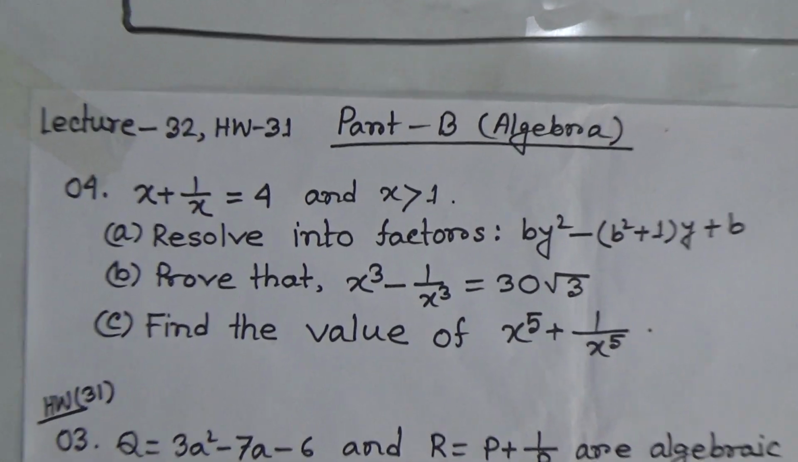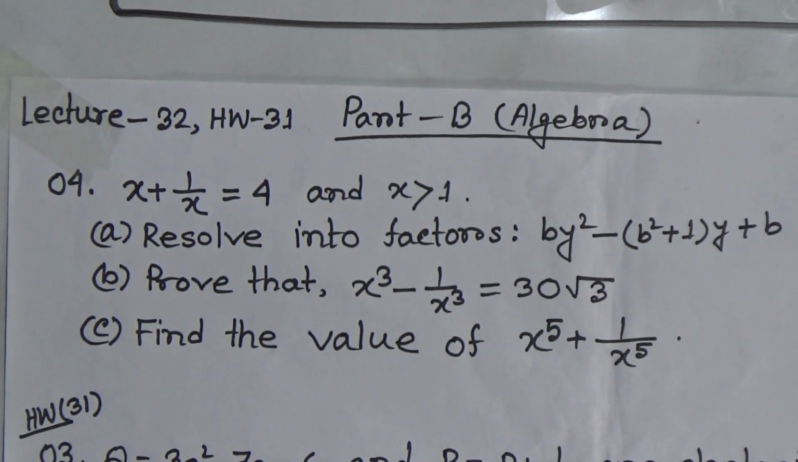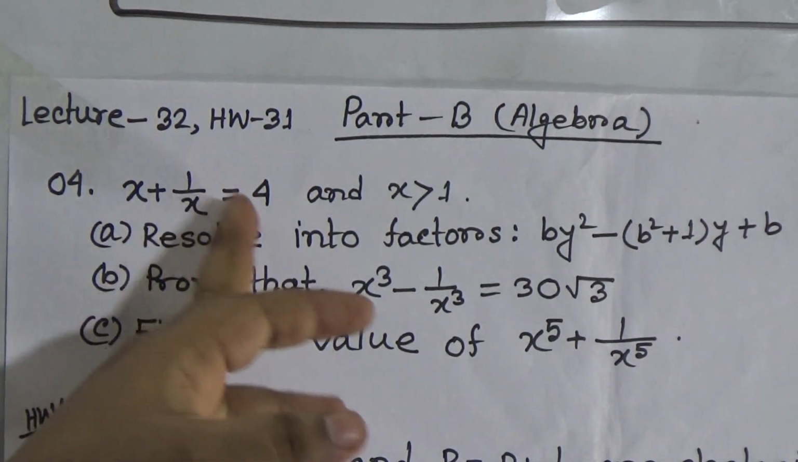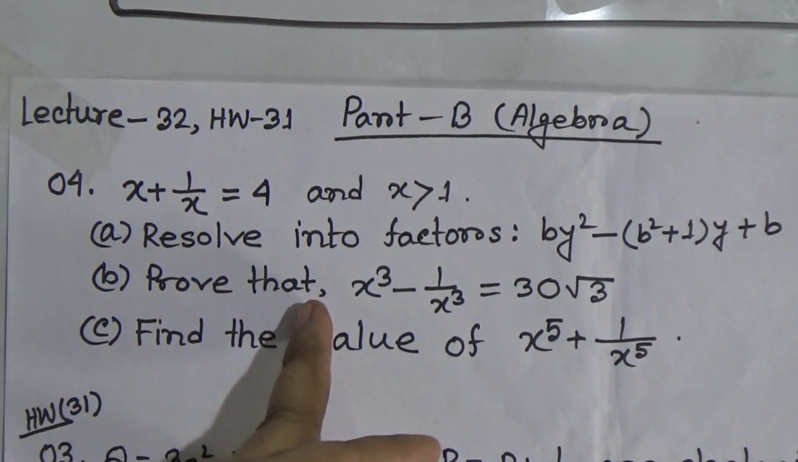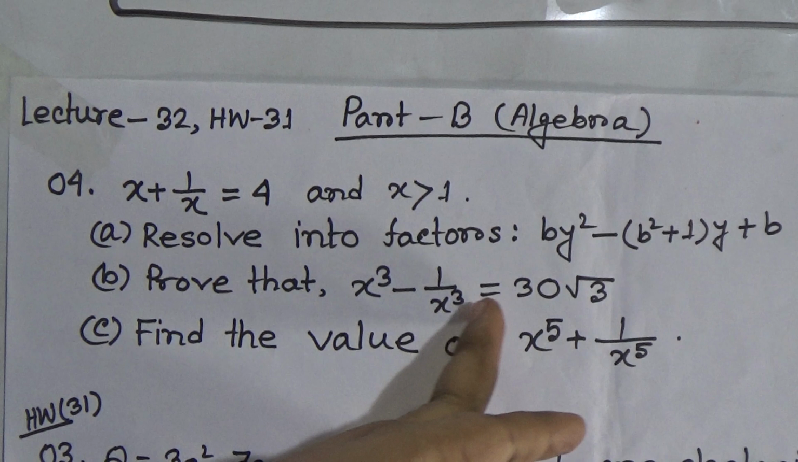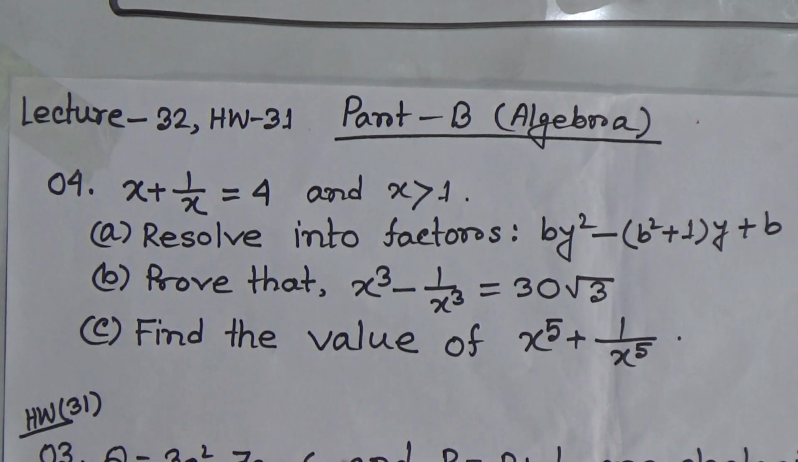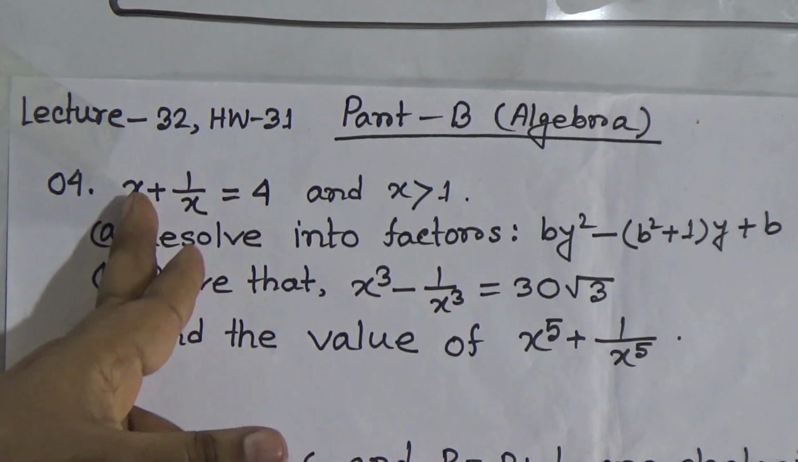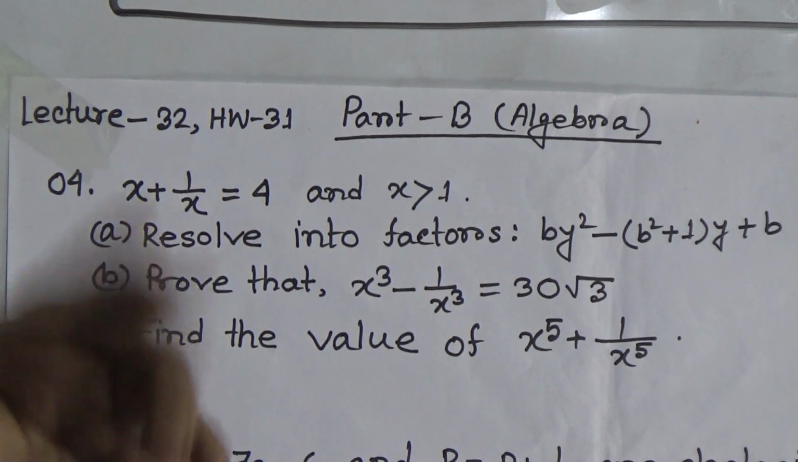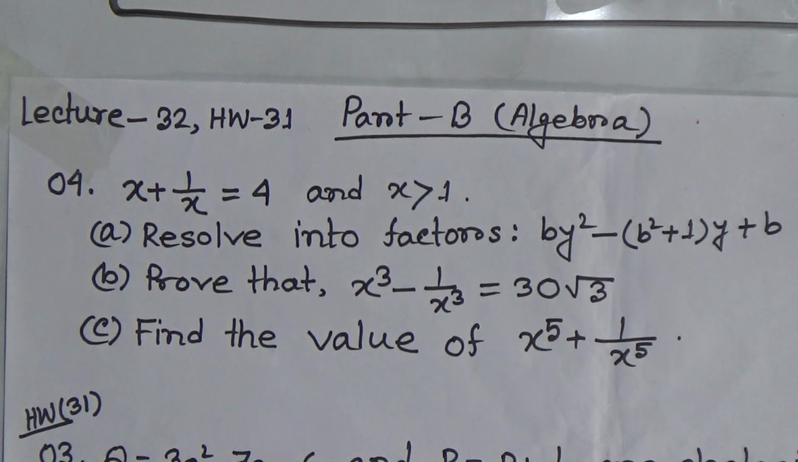Question number B. Before starting to solve this math, my dear student, notice the question. Here x plus 1 by x equals 4, but the question asks you to prove that x cube minus 1 by x cube equals 30 root 3. To prove it, we need the value of x minus 1 by x, but here x plus 1 by x is given. For this reason, we convert this x plus 1 by x into the value of x minus 1 by x.